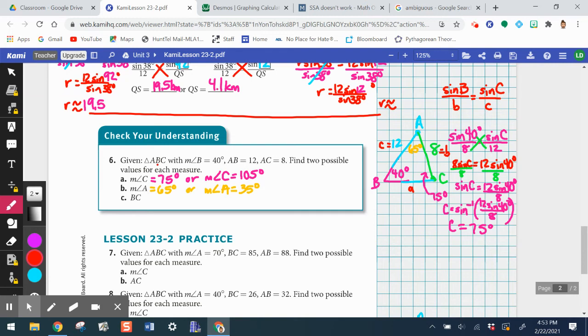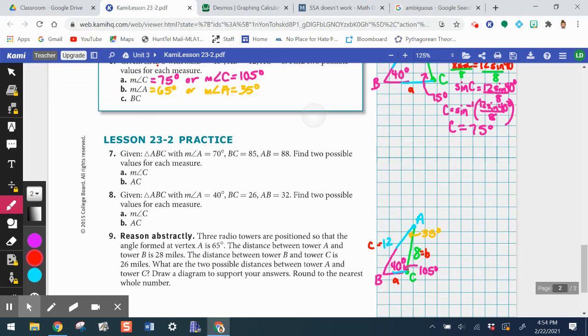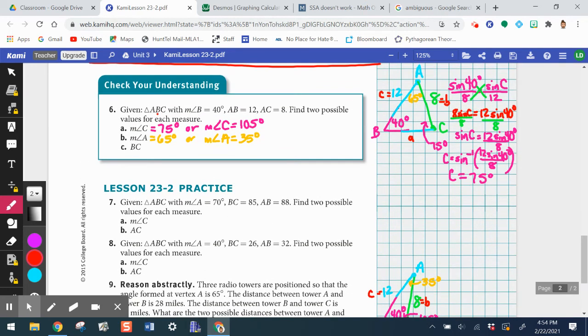Now, whatever angle C is going to determine the measure of angle A. So if the measure of angle C is 75 degrees, 180 minus 40 minus 75 is 65 degrees. So the measure of angle A is 65, assuming angle C is 75. And if angle C is 105 degrees, 180 minus 40 minus 105 is 35 degrees. So we actually have these two different sets of angle measures based on the law of sines, hence the term ambiguous. So now we're going to go through the process of finding BC.